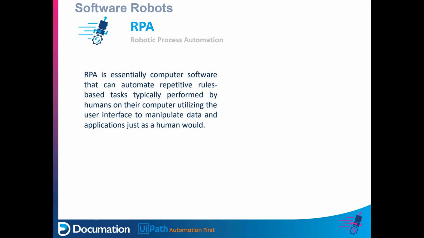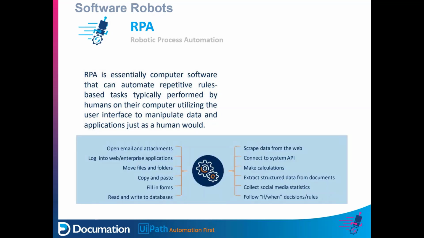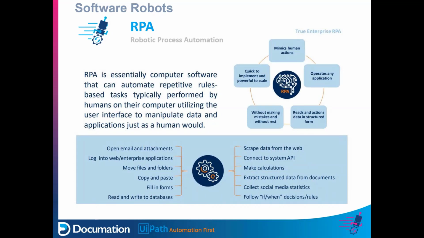RPA is essentially computer software that automates repetitive, rules-based tasks typically performed by humans on their computer by utilizing the user interface to manipulate data and applications just as a human would. In other words, it mimics human activity. And it can do all of the things that you'd expect a human to be able to do when working with a piece of software. Opening emails, moving files and folders, copying and pasting, filling in forms, and so on.